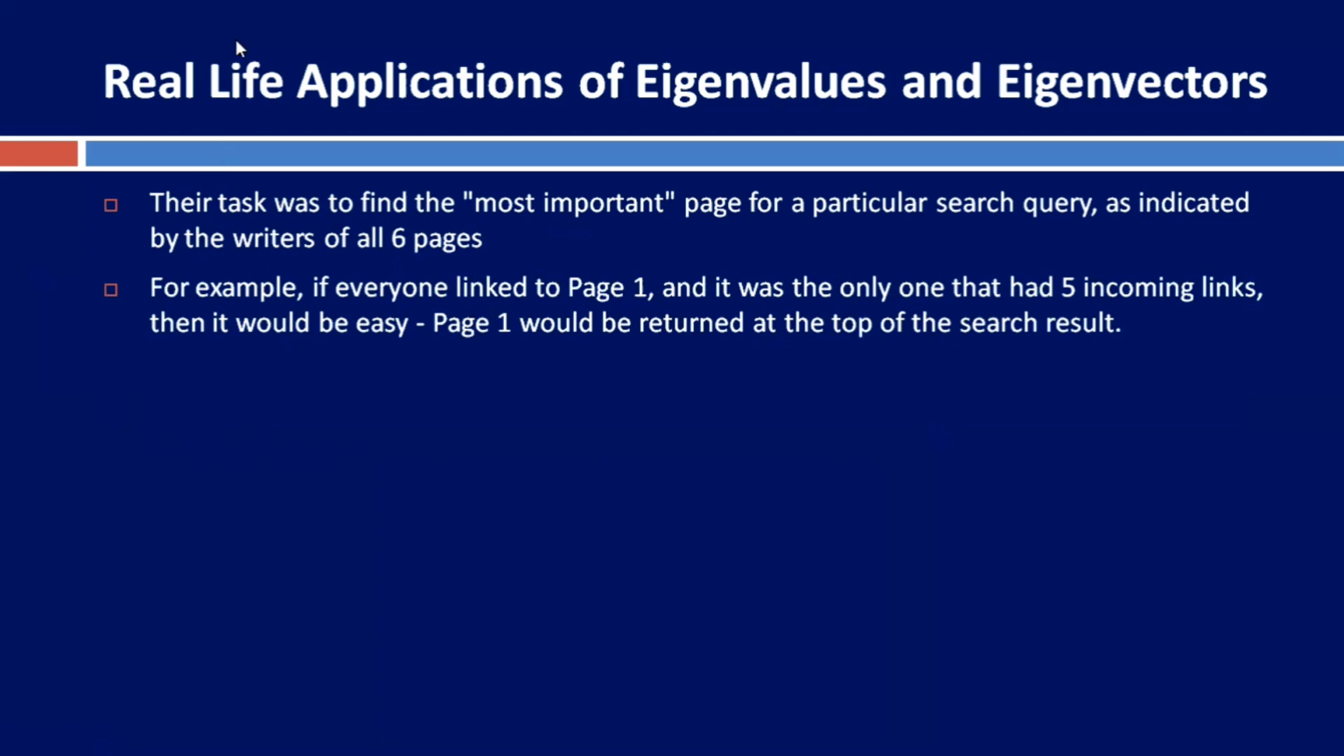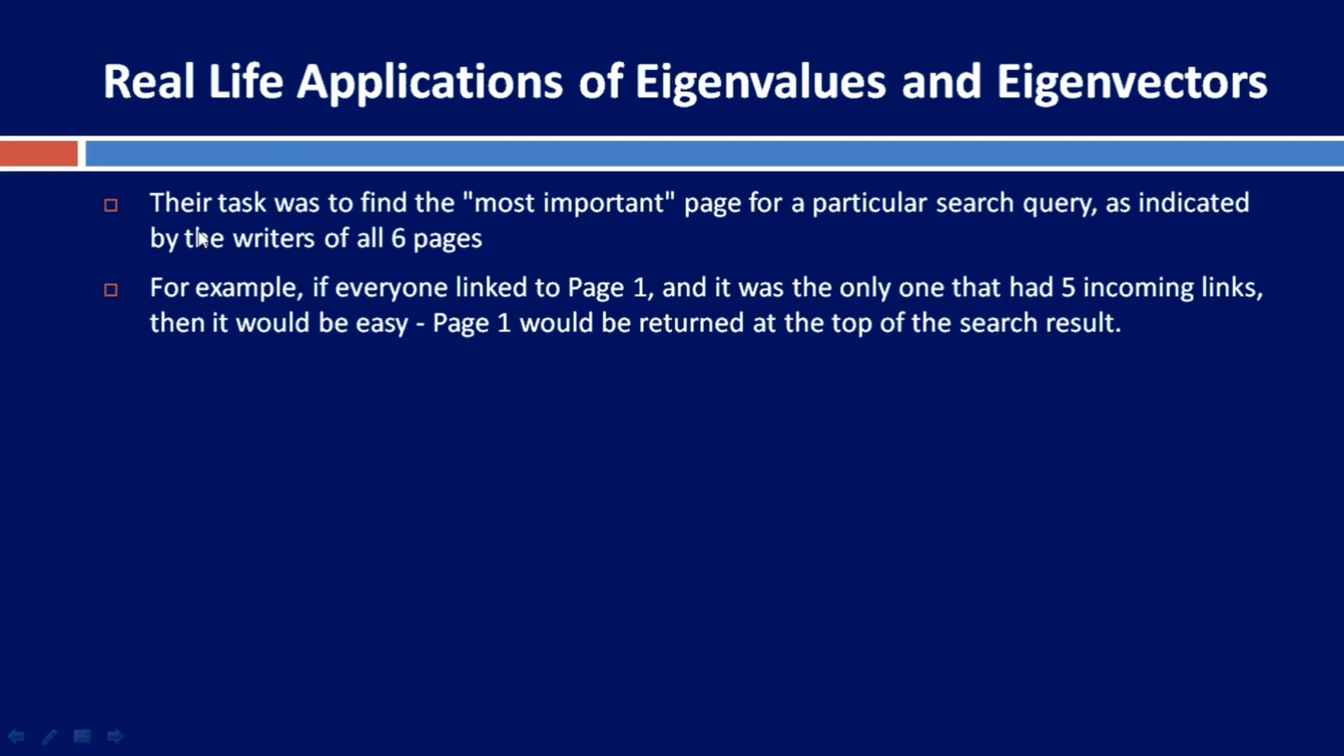What they are asking here is, their task was to find the most important page for our particular search query. For example, we search about matrices, and the page which has the most relevant data about our search topic, matrices, is indicated by the writers of all 6 pages. If everyone linked to page 1 and it was the only one that had 5 incoming links, then it would be easy. Page 1 would be returned at the top of our search.